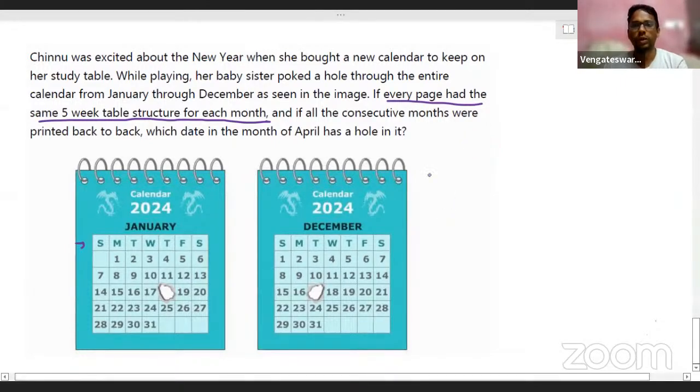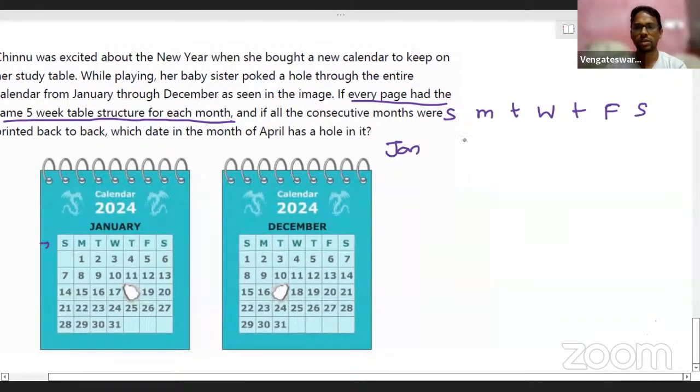Let me just make a picture here. I'll do it month wise and show you. So this will be Jan. You have this to be Sunday, Monday, Tuesday, Wednesday, Thursday, Friday, and Saturday. That's how you have the picture, right?